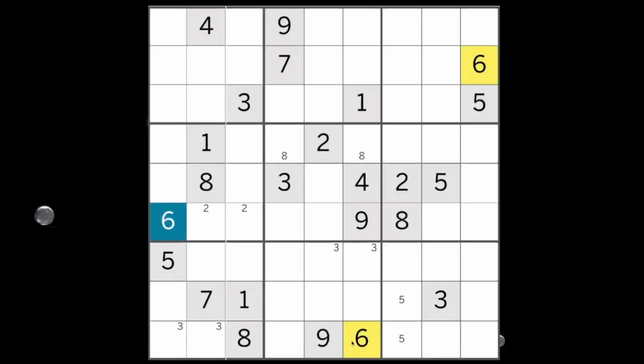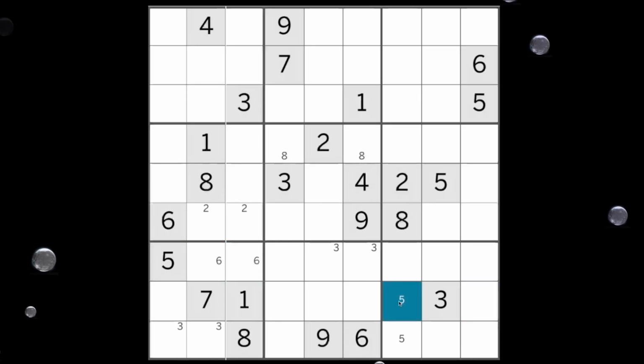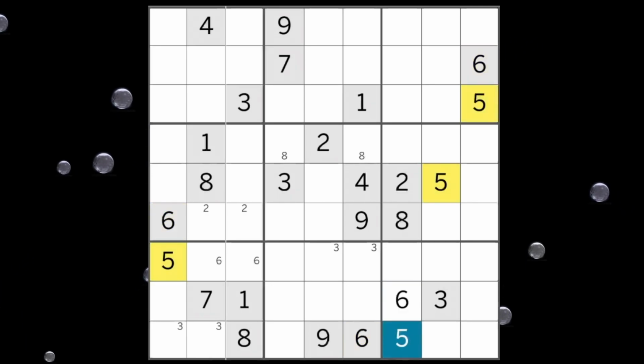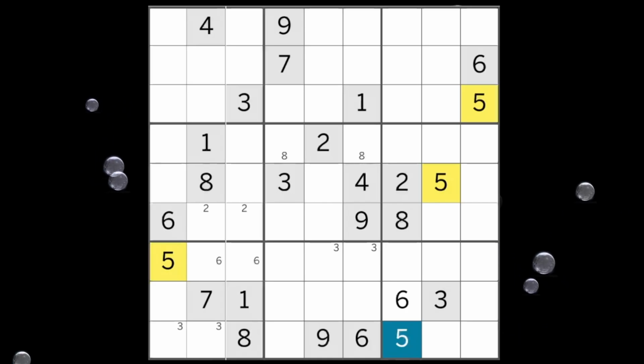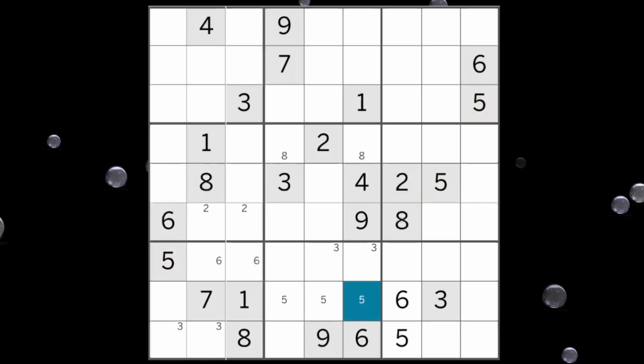This 6 and this 6 means the 6 is not in those 3. 6 will be in the top of that, which means it'll be in the middle here. But at that one, so that one is a 6, which makes that one a 5, which makes the 5 in the middle here.